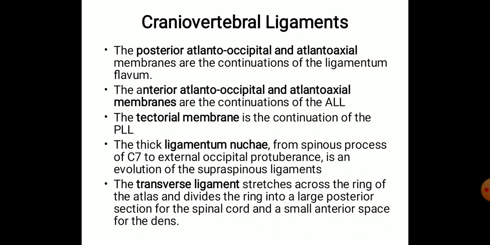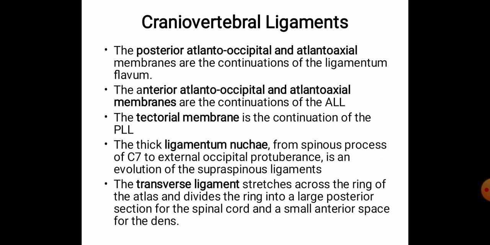So the posterior atlanto-occipital or atlanto-axial membrane are the continuation of ligamentum flavum. So we had a discussion about ligamentum flavum. It is mainly between the laminae of two vertebrae. When it comes to the upper cervical region, it is called the posterior atlanto-occipital or atlanto-axial membrane. It's not actually a ligamentous structure, but it has some properties of ligament and it is a membranous-like structure. The anterior atlanto-occipital and atlanto-axial membranes are the continuation of anterior longitudinal ligament. The tectorial membrane is the continuation of posterior longitudinal ligament.